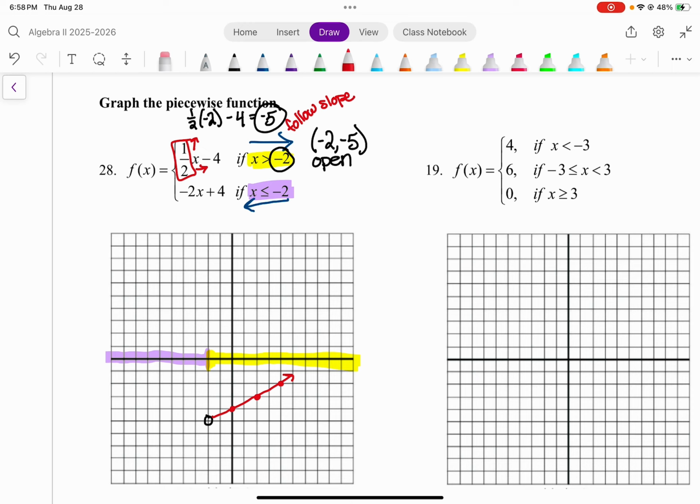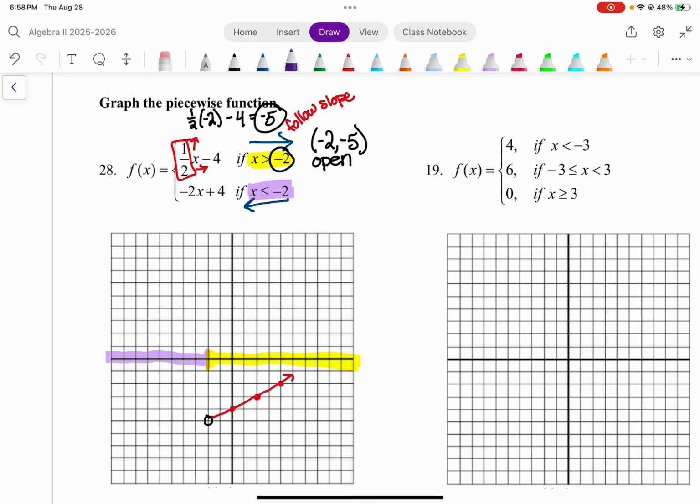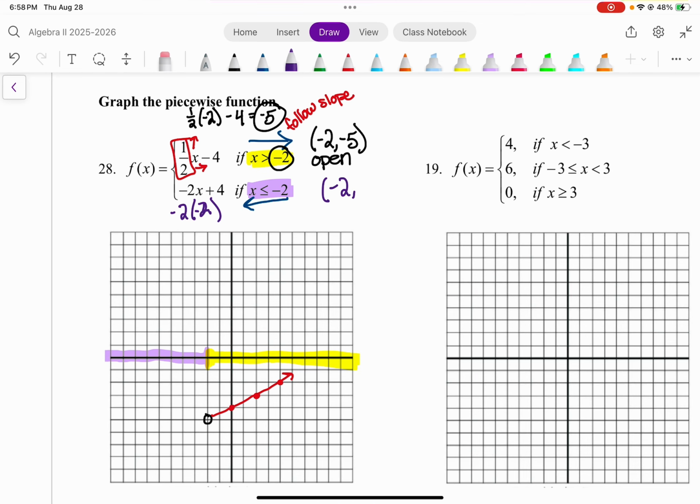Now we're going to graph our second line. For this one, we have -2x plus 4. We are going to start by plugging in -2 into our equation because that is our x value. -2 times -2 is +4, plus 4 would equal 8. So this coordinate point is going to be at -2, +8.